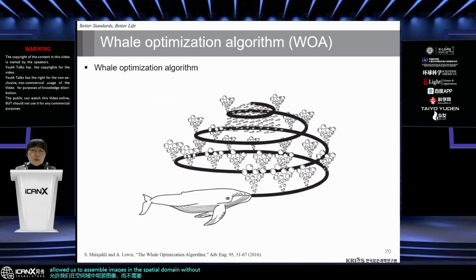Next, we used the whale optimization algorithm to optimize misalignment correction. Misalignment correction involves optimizing an objective function with multiple variables. The whale optimization algorithm was designed for optimizing objective functions with multiple variables and was first proposed in 2016, inspired by the idea of whales moving in groups to capture prey.